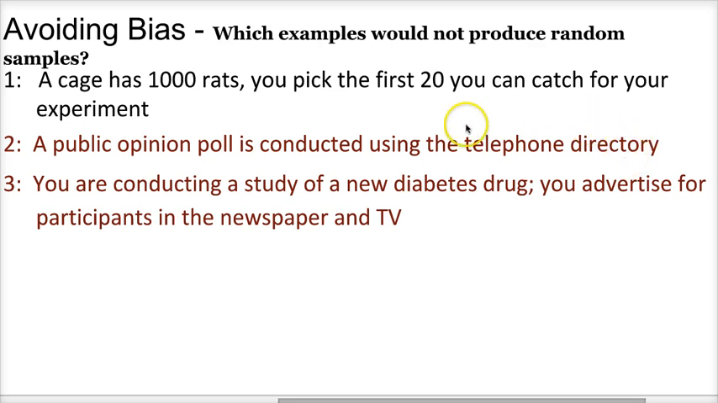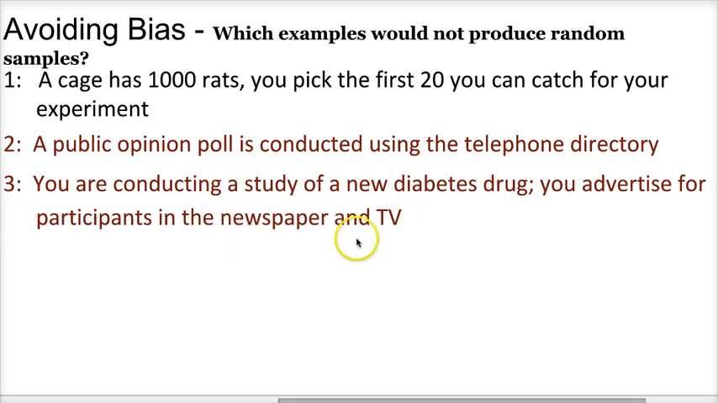Do the people listed in the directory have some kind of bias? Yeah, if you're located in a telephone directory, maybe the people who look in telephone directories have the ability to read, okay? Or maybe they're more educated, who knows? But if you're just using a telephone directory, you're dealing with only a small section of the population. Number 3, you're conducting a study of a new diabetes drug. You advertise for participants in a TV or newspaper. So you advertise for people only in what? Newspaper and TV. So you're only getting the people that read newspaper and watch TV.